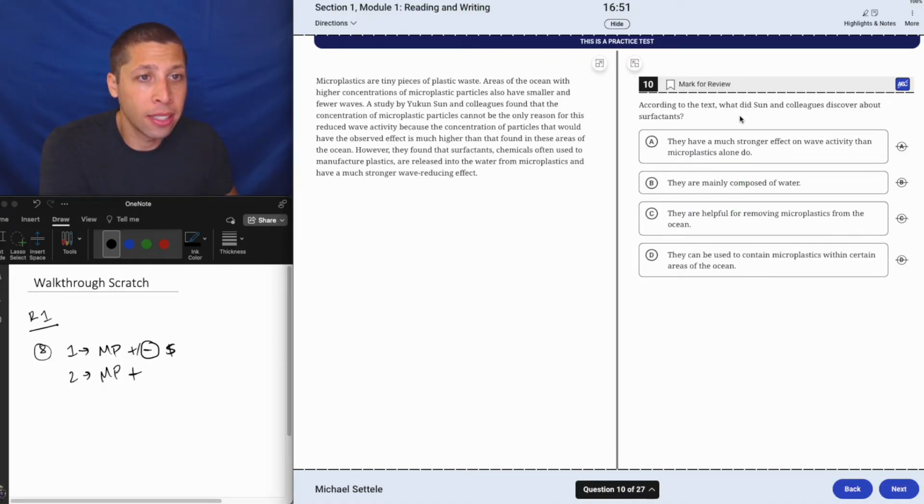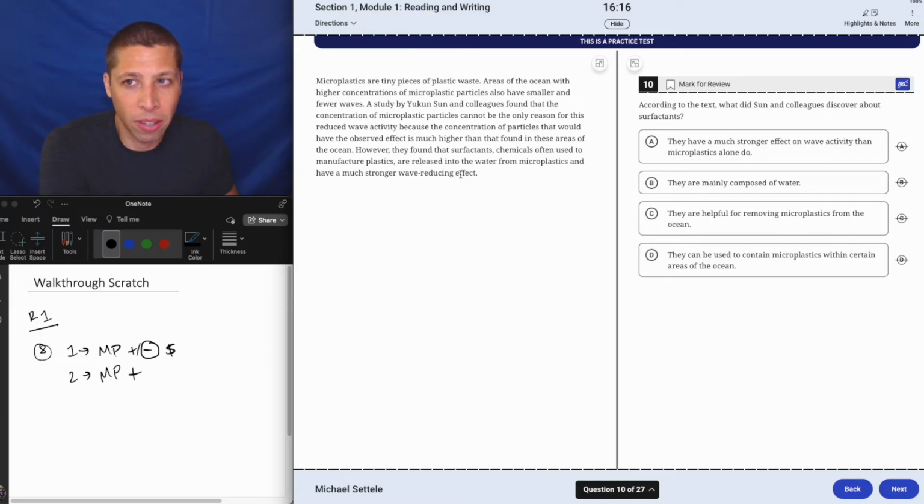What did Sun and colleagues discover about surfactants? Okay, I don't know what those are. Microplastics are tiny pieces of plastic waste. Areas of the ocean with higher concentrations of microplastic particles also have smaller and fewer waves. A study by Yukun Sun and colleagues found that the concentration of microplastic particles cannot be the only reason for this reduced wave activity, because the concentration of particles that would have the observed effect is much higher than that found in these areas of the ocean. However, they found that surfactants, chemicals often used to manufacture plastics, are released into the water from microplastics and have a much stronger wave-reducing effect.